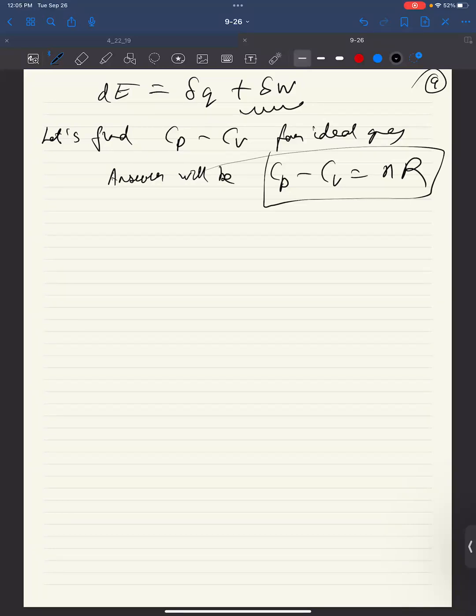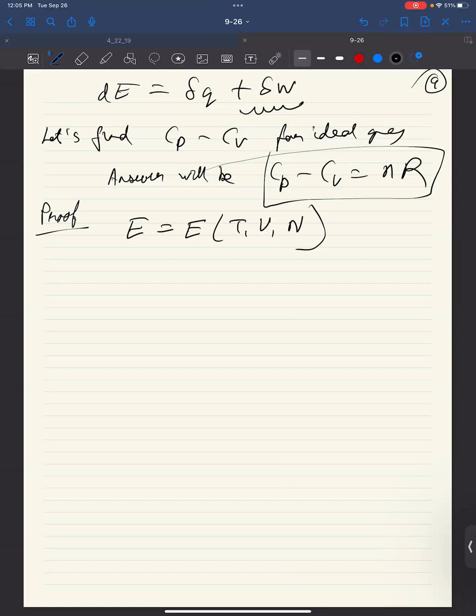So in order to do this, I have to start by thinking about E. The natural variables of E are S, V, N, right? But we are going to do something different here. We are going to express E as a function of T, V, N. We can do that, right? Nothing is stopping us from doing that.